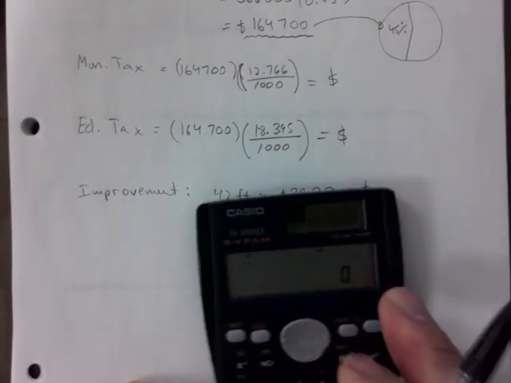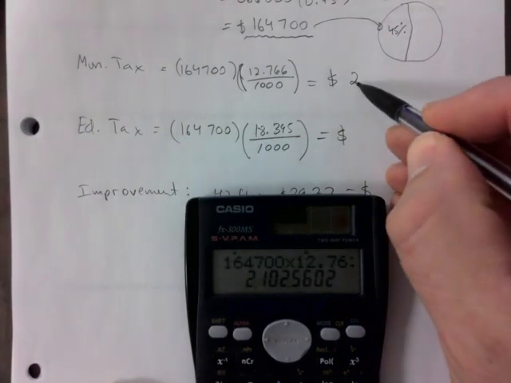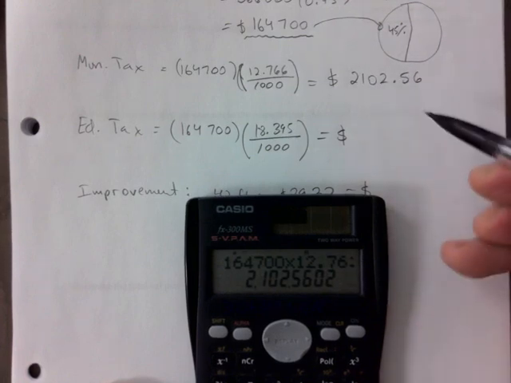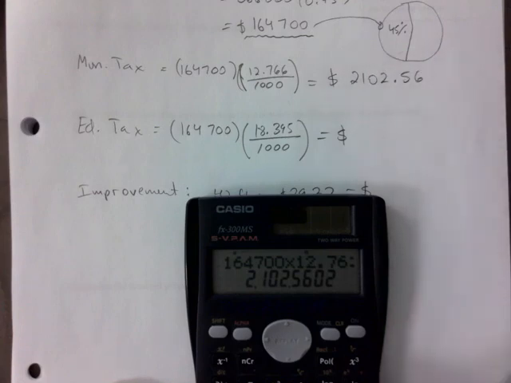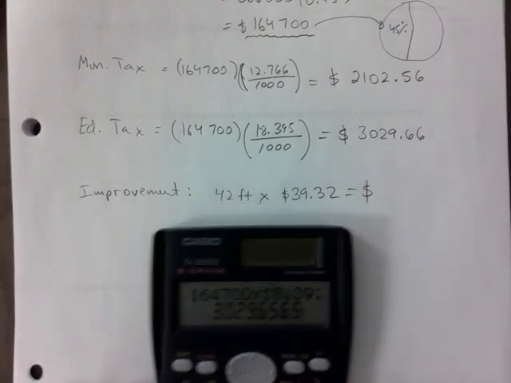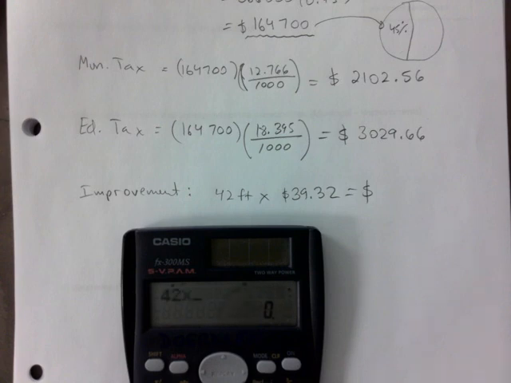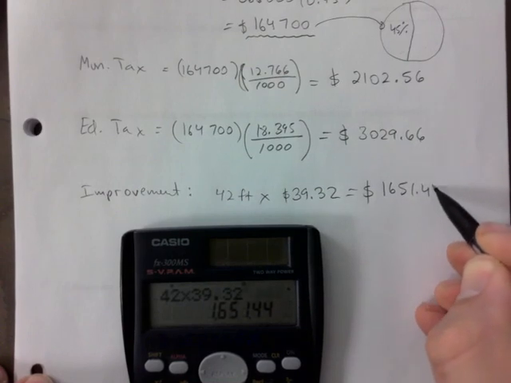So let's go ahead and calculate this. 12.766 divided by 1,000. That's 210256. Because I don't ask you for specific taxes, you can do it in any order you would like. Okay, so I'm going to go 164,700 times 18.395 divided by 1,000, 3,029.66. And the local improvement is 1,651.44.